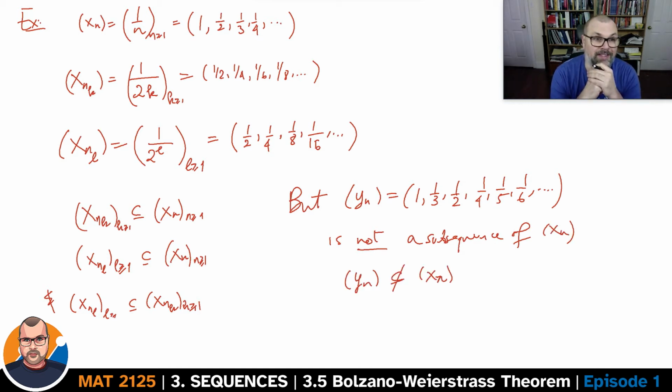Because the order isn't preserved. It contains exactly the same values. It has the same range of values of xn, and so in particular it's a subsequence of itself, but it's not an actual subsequence because the order here is not preserved. In this subsequence, x3 comes before x2.